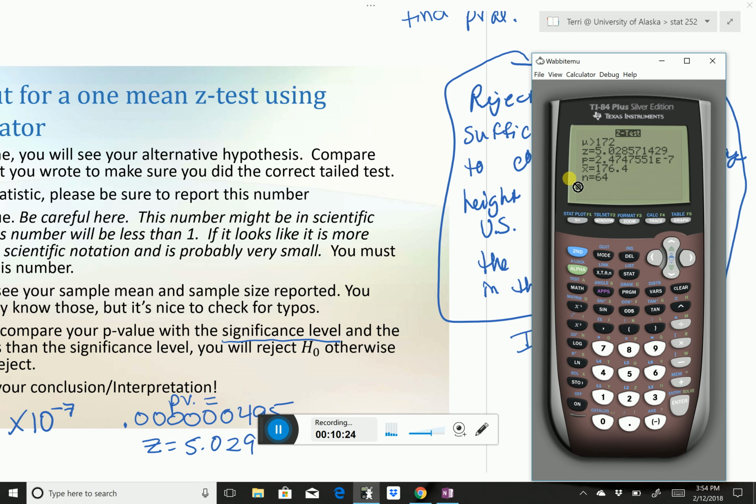That's my alternative hypothesis. Notice the p-value has changed. It's half of what it was, which is what it should be. And then of course it gives you your x bar and your n. This is just nice to make sure you've not made any typos.